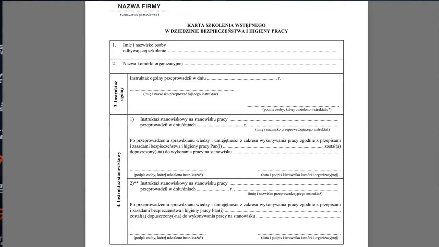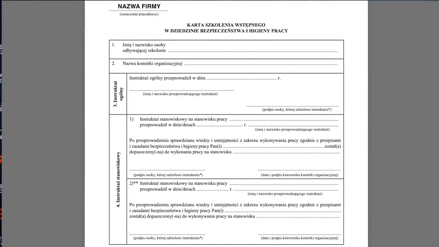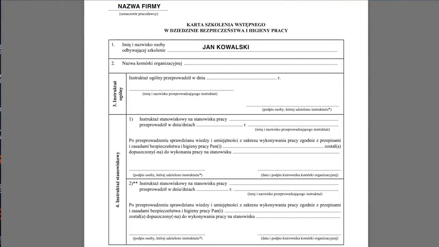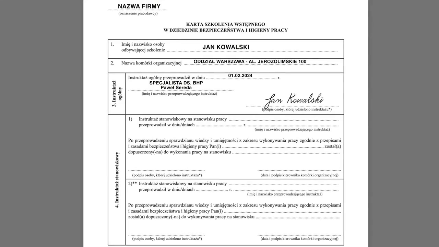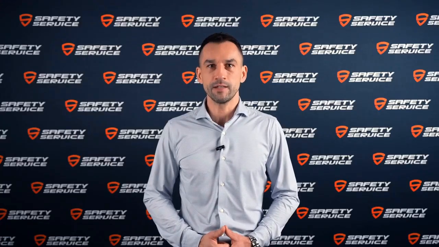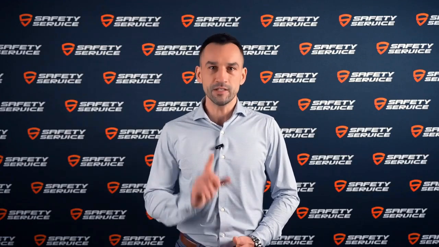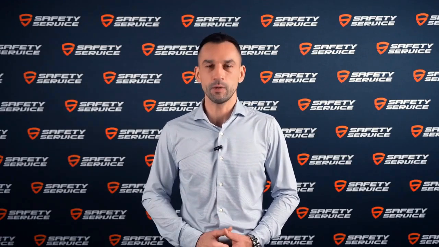In the upper left corner, we affix the company seal or print the card with the employer's details. In point number 1, we enter the employee's first and last name. In point number 2, the name of the organizational unit. In point number 3, we enter the date of the general instruction, the first and last name of the instructor, and the employee's signature. It is worth noting that a signature from the person who conducted the instruction is not required. However, it is considered good practice.